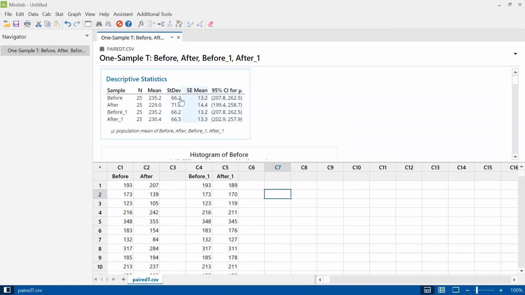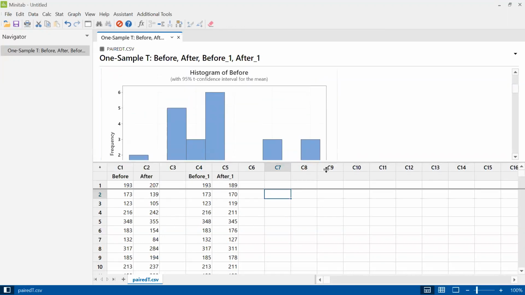All right, so as you can see, the two befores are identical. They both have a mean of 235, standard deviation of 66, and they both have the same confidence interval, 207 to 262, because the data is exactly the same in those two. Our first after has a mean of 229. The second after has a mean of 230, just a little bit higher. They're pretty similar. Their confidence intervals are different. The confidence interval is a bit wider for the first after than it is for the second after.